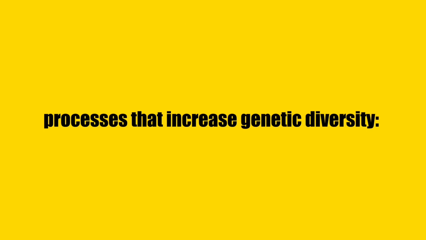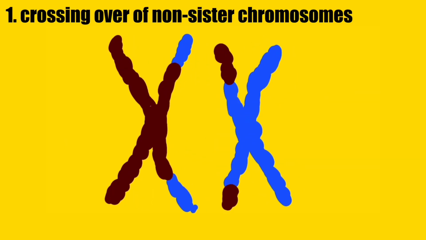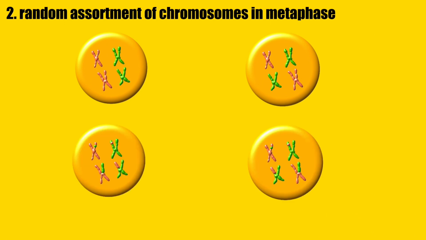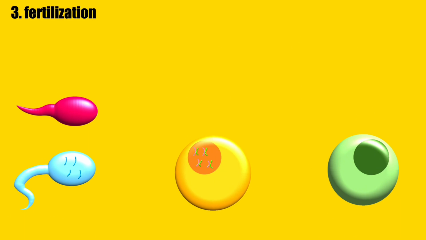Let's analyze the processes that increase genetic diversity in meiosis. So the crossing over of non-sister chromosomes happens in prophase 1 of meiosis 1 and results in recombinant chromatids. Another process is the random assortment of chromosomes in metaphase 1, so it causes the crossing over to vary. And fertilization also increases genetic diversity because it takes genetic information from each parent and it is considered random because any gamete can contribute to the offspring's genome, which makes genetically different offspring.